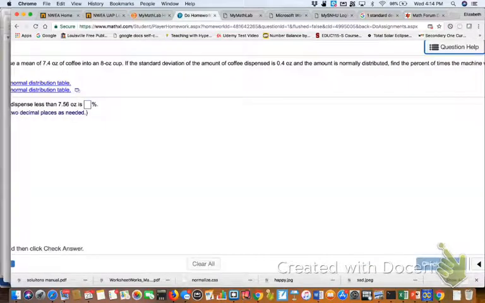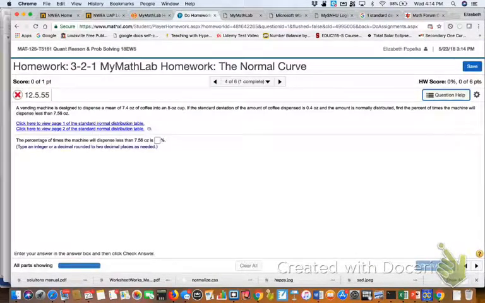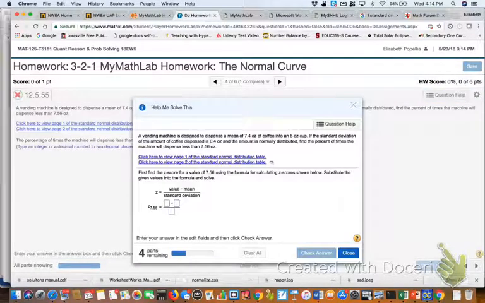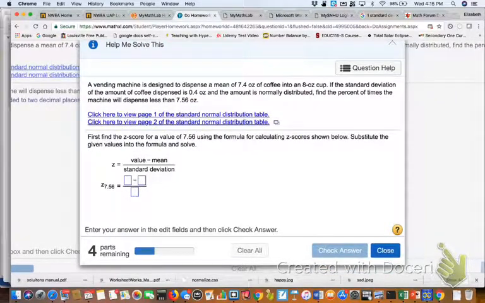I also wanted to walk you through another example because I think it can be helpful to use under question help to also use help me solve this. Because it's pretty cool. If you haven't ever used it, I think that it's pretty handy. So we've got a similar situation here, right, where we've got the coffee machine, we've got a mean that is given to us, we've got a standard deviation that is given to us, and an amount.